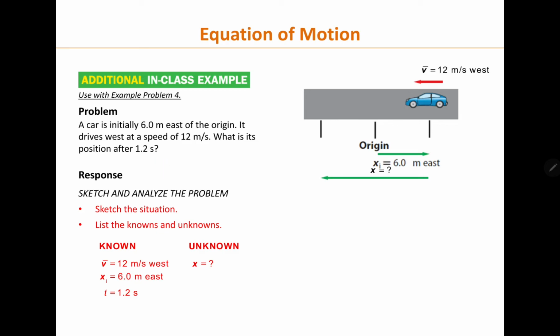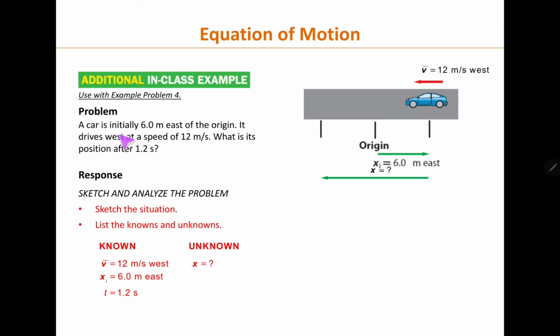In the beginning, I wrote a sketch for the situation. In the question, I have a car initially 6 meters east of the origin. So let's suppose here we have the origin, and approximately here we have 6 meters east. The car starts the movement from this position to this direction. Now, in the beginning, we will write the knowns and the unknowns from the question.